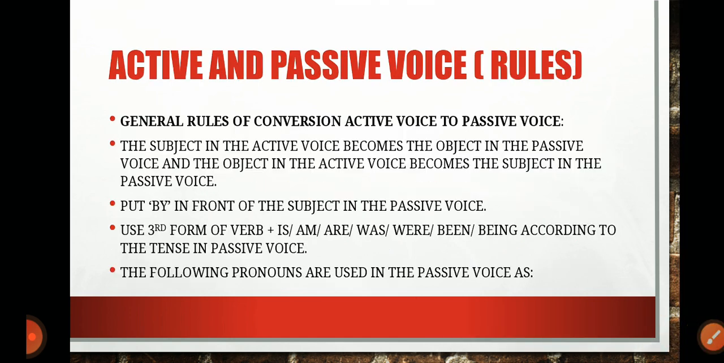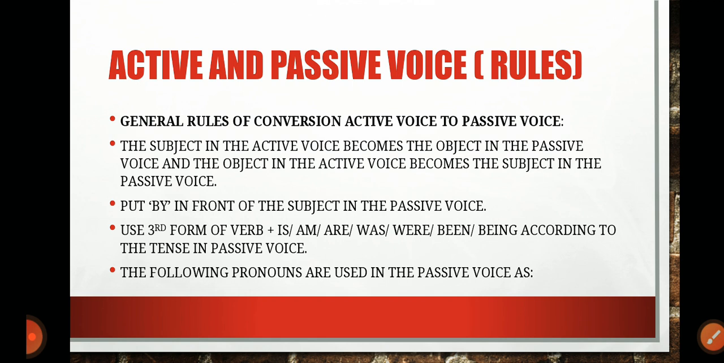There are some rules of conversion from active voice to passive voice. So how to convert an active voice into passive voice? Let us see. The subject in the active voice becomes the object in the passive voice, and the object in the active sentence becomes the subject in the passive voice. This is rule number 1. Means the active sentence will consider the subject first and the passive sentence will consider the object first.